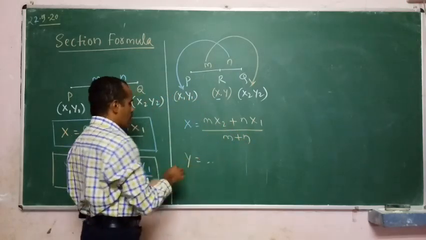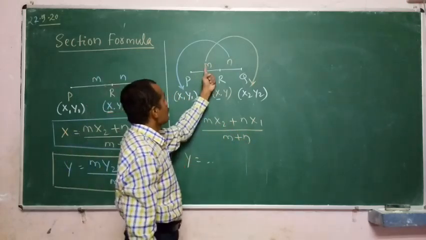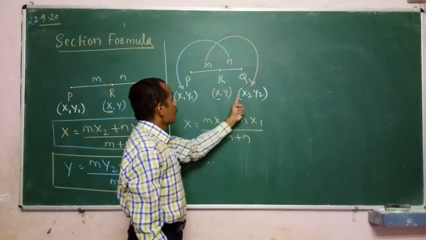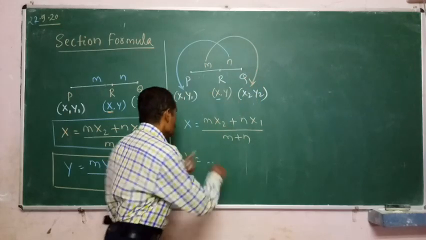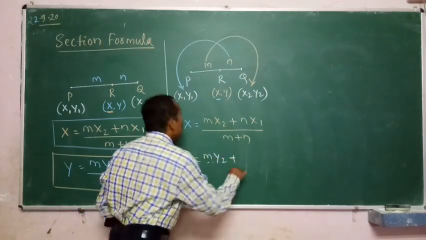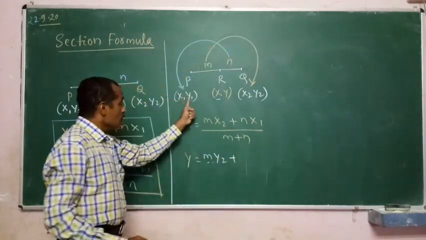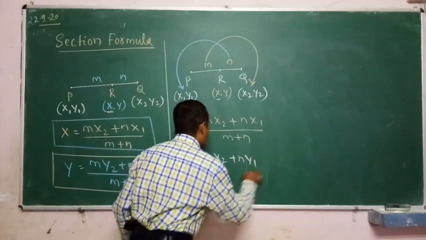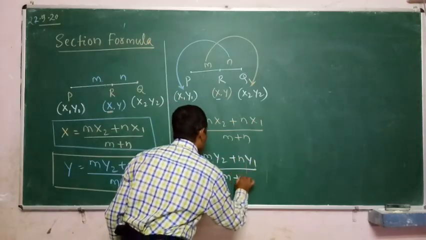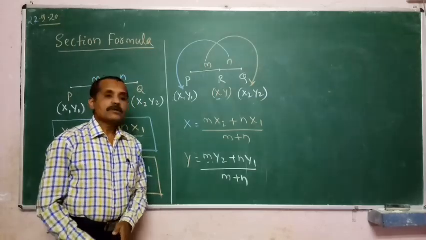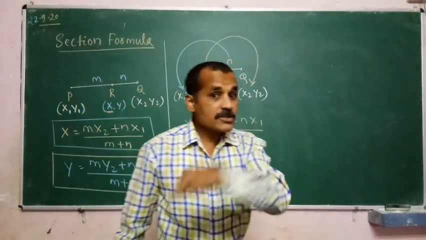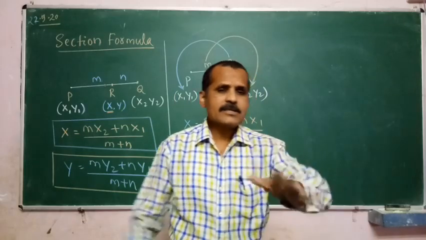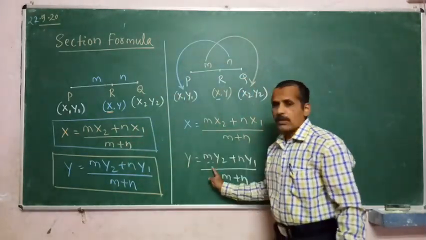To find the value of y, y is equal to, again from here, y means from here also y should be taken: m y2 plus n y1, divided by m plus n. So these are the two formulae. The formula never changes. Whatever the section formula, this is always the formula.